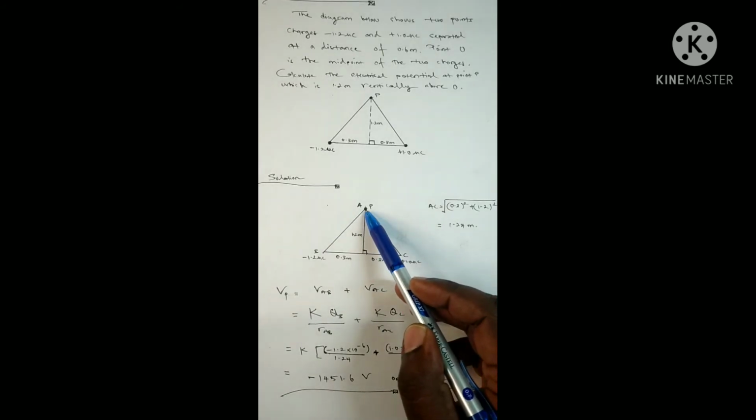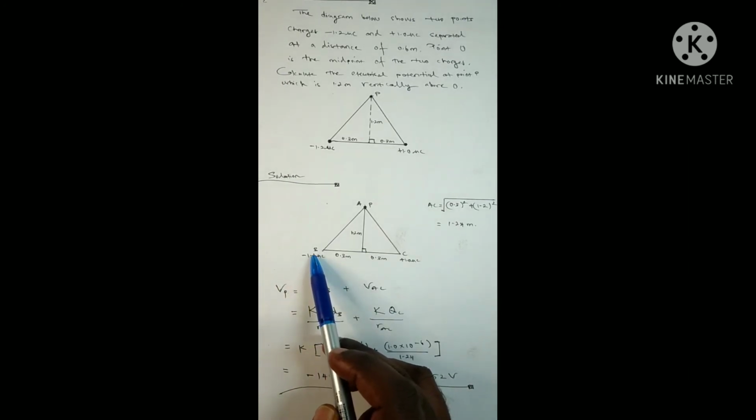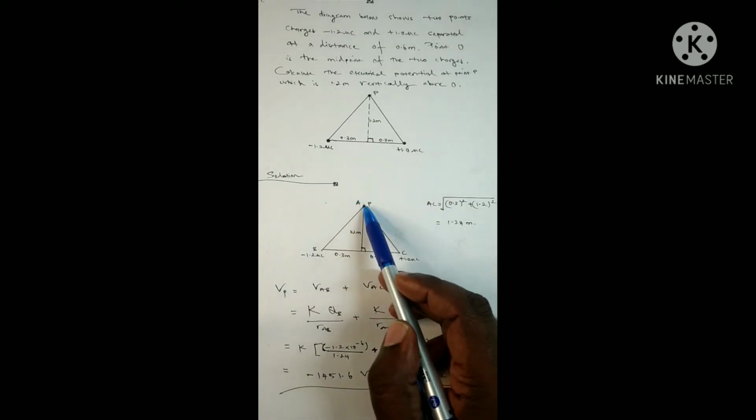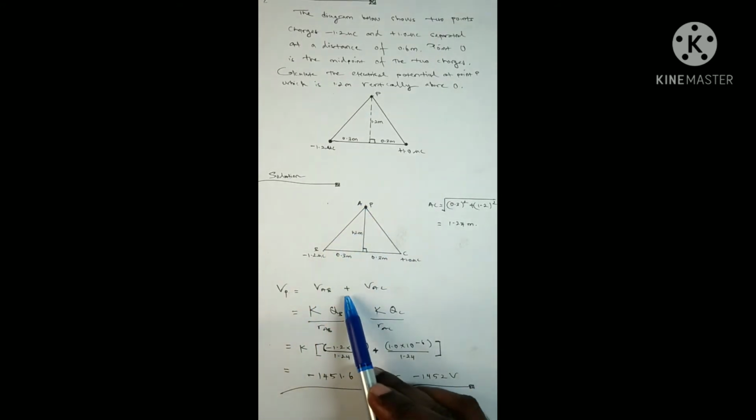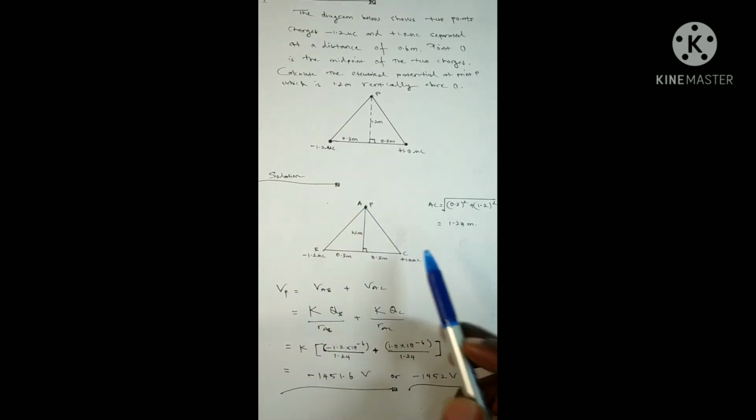To solve this problem, first we have to consider the number of charges surrounding this point P. So the number of charges is only two. One is at B, another one is at C. The next step is to find the electric potential from point P to charge 1 and point P to charge 2, and it is about VAB plus VAC. So we're going to substitute all the possible values into this equation.